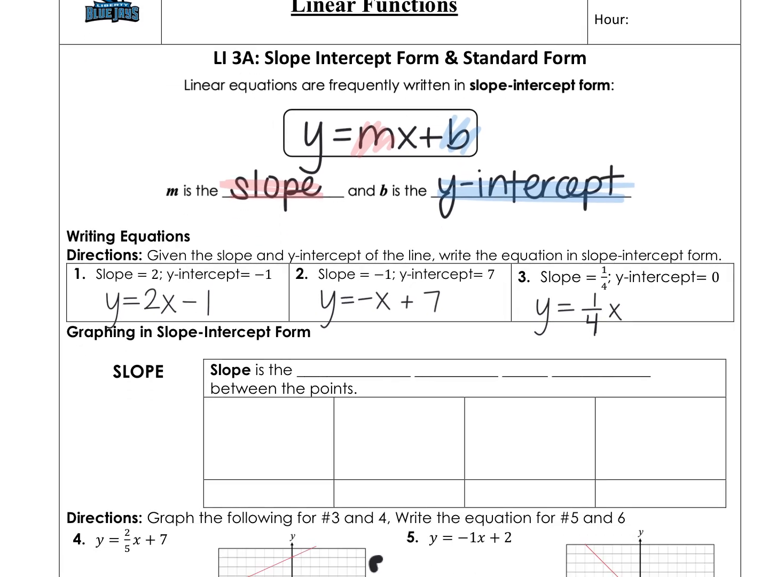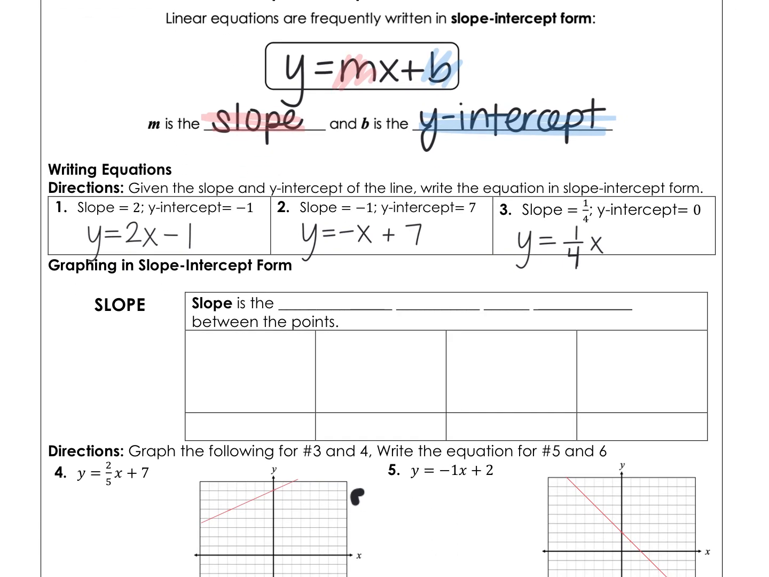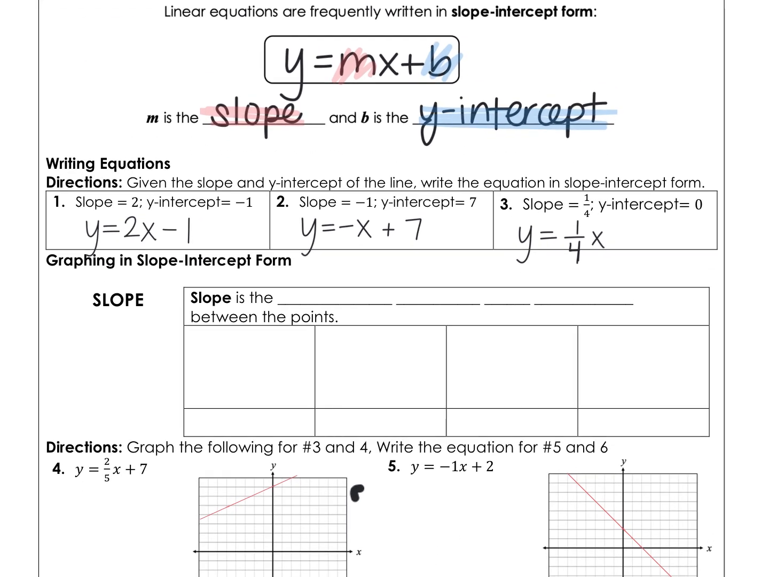Okay, so we're going to fill in these lovely boxes to remind you what you know about slope. And maybe later today we'll watch Slope Dude. I don't know. We'll see.